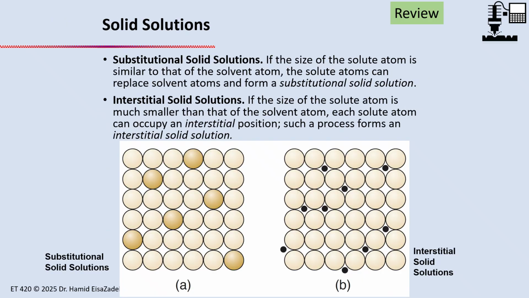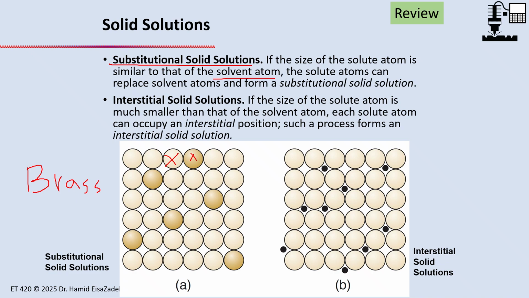We discussed that we have two types of solid solutions. One is substitutional solid solution. If the size of solute atom is similar to the solvent atom, this one is solute and this is solvent. Major element in the solution is called solvent, and this is a minor element. So you see both atoms are the same size. We said that brass is one example, the zinc and copper.